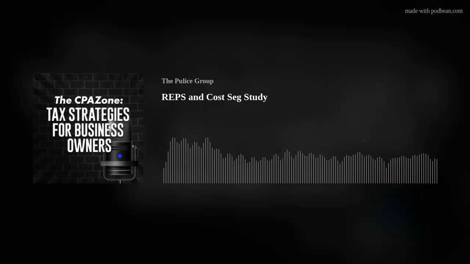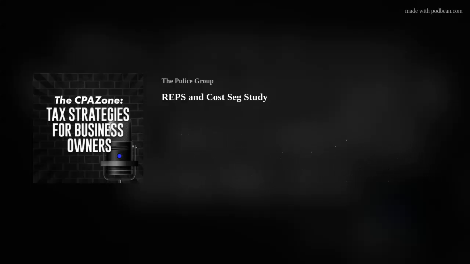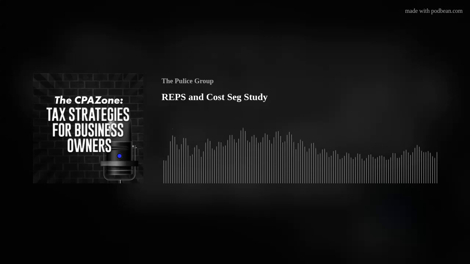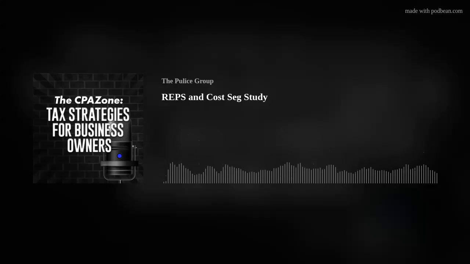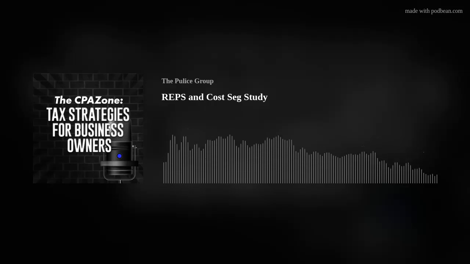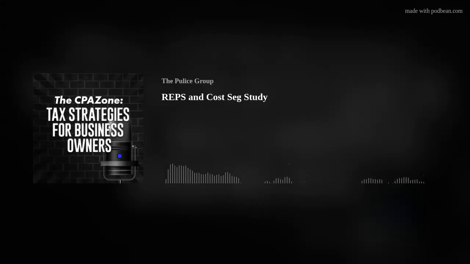Now, if you qualify as a real estate professional and materially participate in the operations of your rentals, congratulations. Now you can really supercharge your deductions by adding in a cost segregation study. So very basic, simple terms, cost seg study breaks your property down into its individual components, like the roof, plumbing, appliances, landscaping. It allows you to depreciate certain parts much faster than the standard 27.5 years for residential property or 39 years for commercial property.